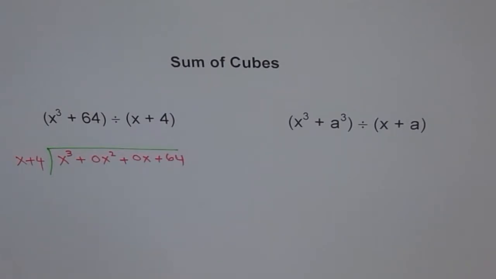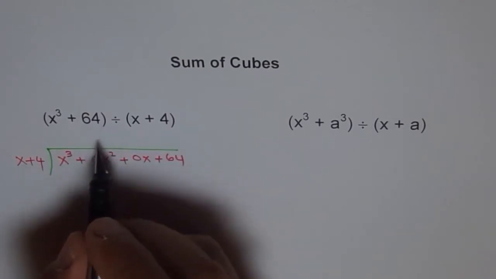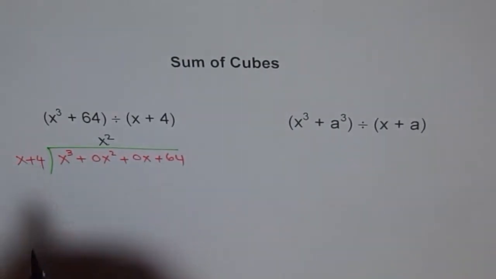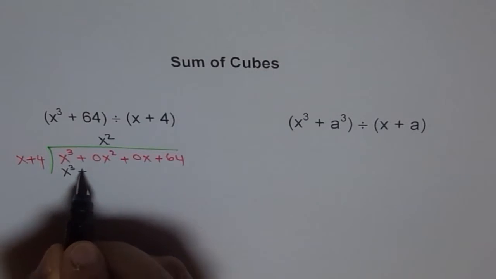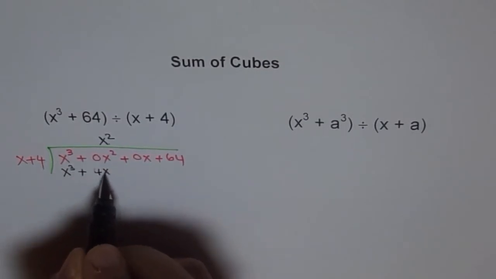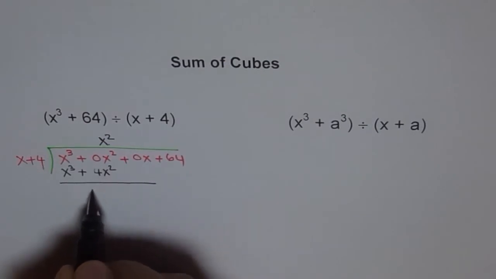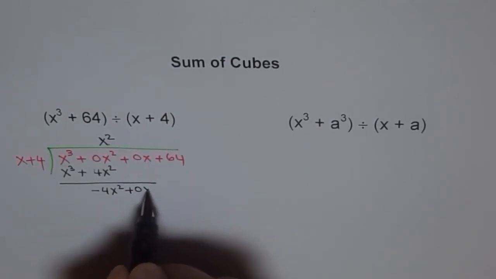So, what should you multiply this with to get x cubed? It is x square. So we'll write x square here. We are using two terms, right? Because these are two terms. X square times x is x cubed plus 4x square. And when you take away, what do you get? You get minus 4x square and bring down 0x.